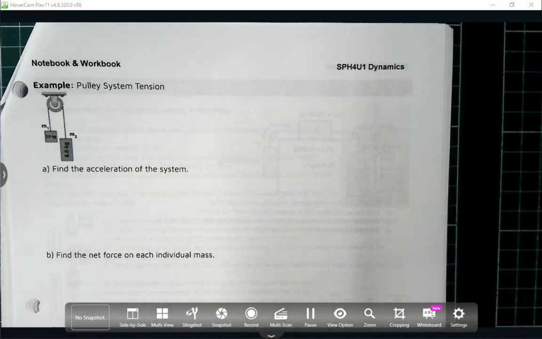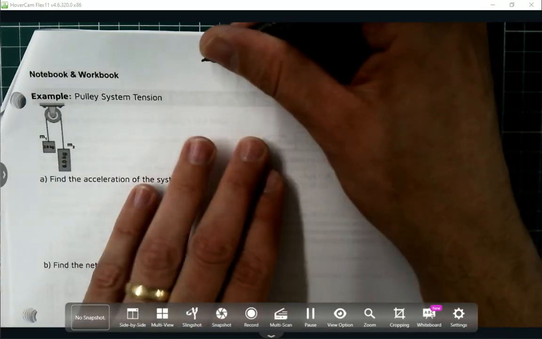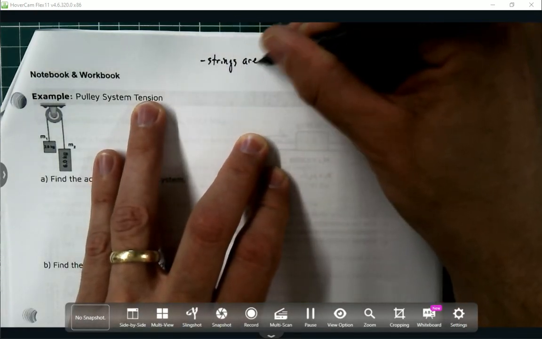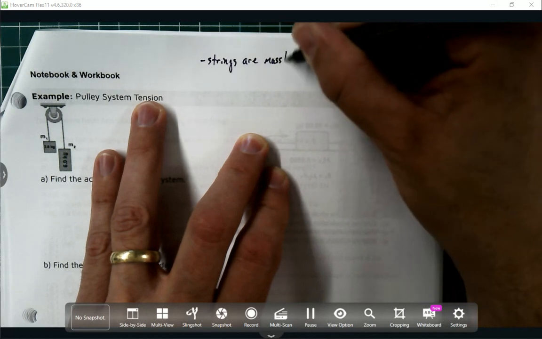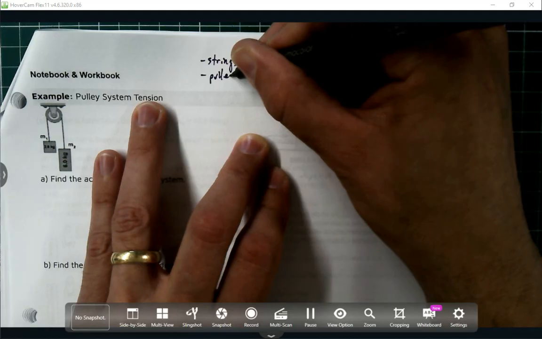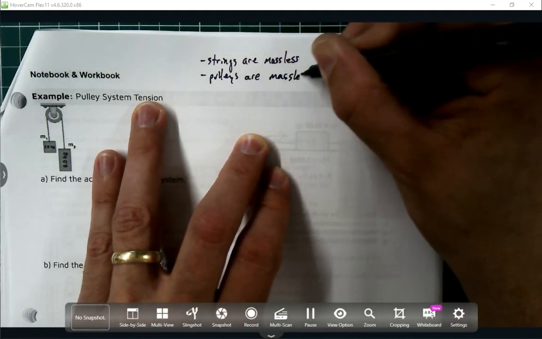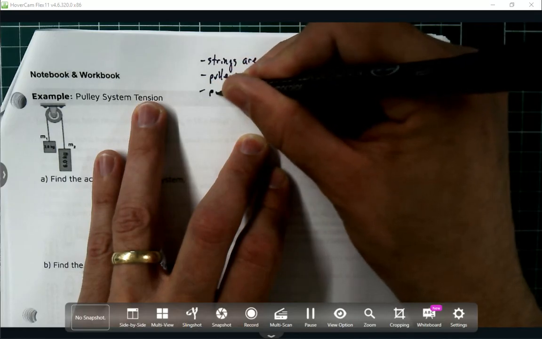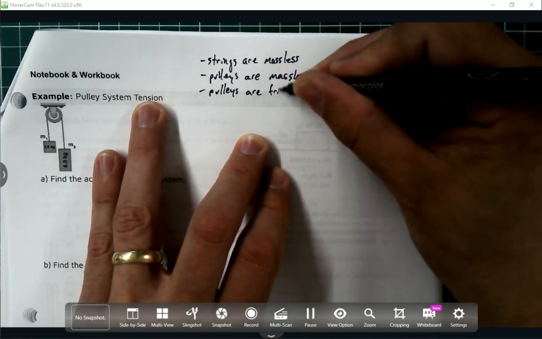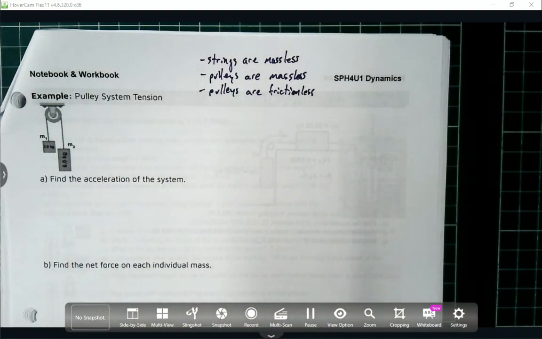But we've got this pulley scenario. And don't forget, we've got some promises that we're going to make to ourselves. Strings are massless. Pulleys are massless. And pulleys are frictionless. So obviously we are in territory of make-believe.